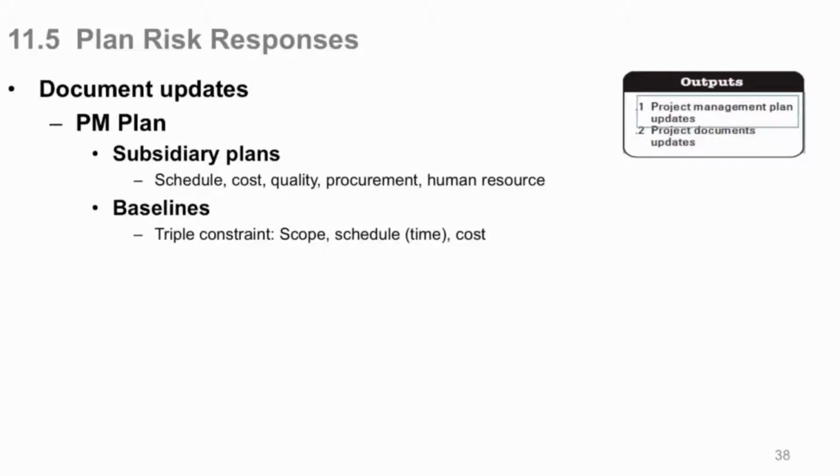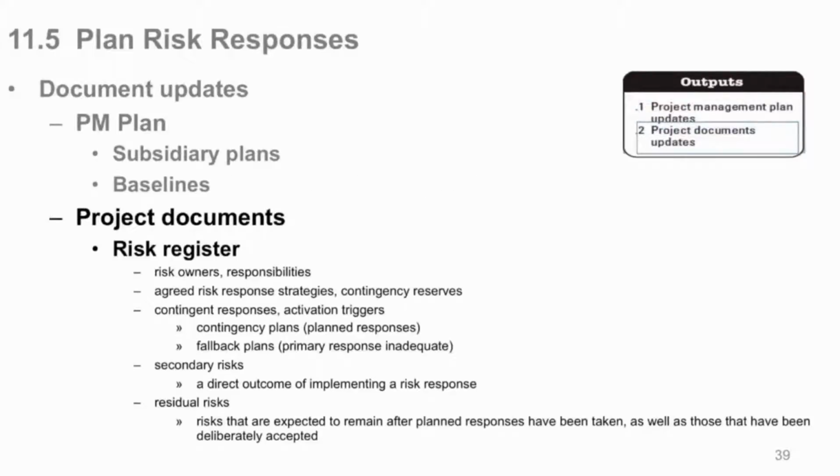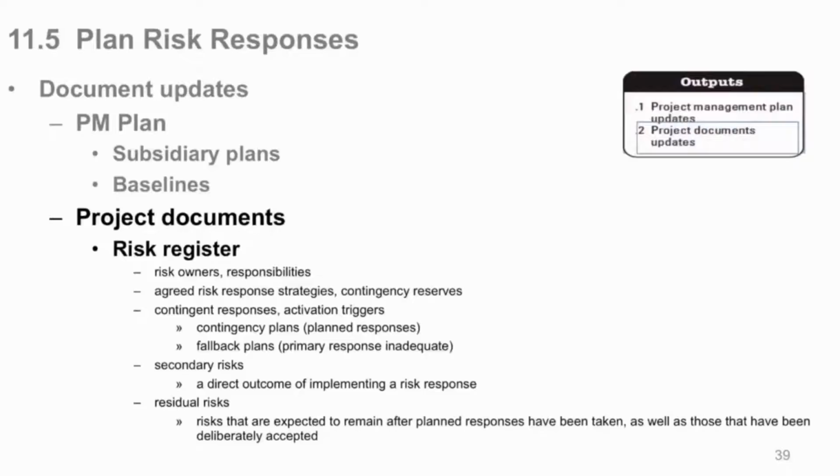The outputs of planning risk responses are your PM plan updates, possibly, if you have to actually change your baselines: cost, schedule, scope baselines, quality, procurement, human resources, all the subsidiary plans may change too. Project documents, again, here's another example where they say project documents, but they're really referring mostly to the risk register. Again, remember, but not limited to, there may be other documents like your assumptions log, or even other things outside of risk may be updated because of risk responses.